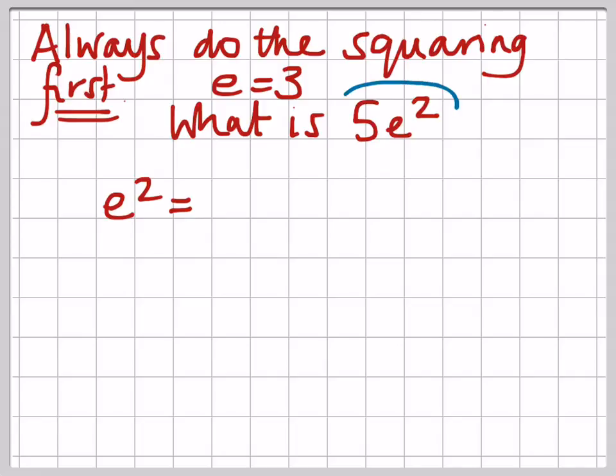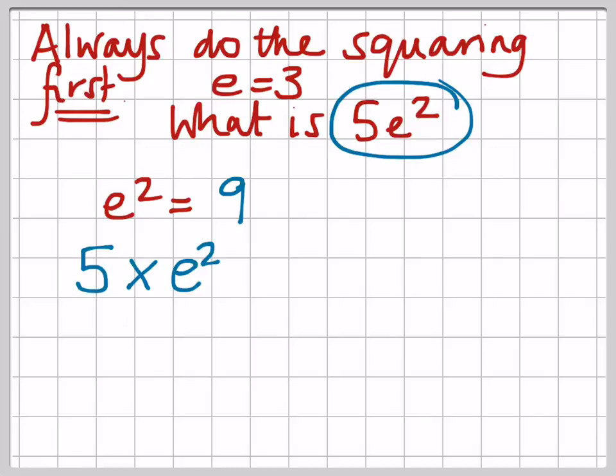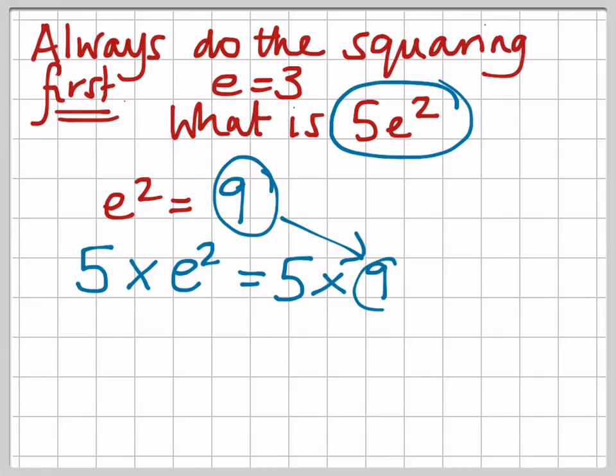Sometimes you get a very bizarre one to work out, like 5e squared, and you think, oh my goodness me, do I do the squaring first, or do I do the timesing of the 5 by the e? Well, the rule is you always do the squaring first. So if you have to work out 5e squared and you're told that e is 3, the first thing you do is e squared. 3 times 3 would give you 9. To get 5e squared, you've got to times that number by 5. So 5 lots of e squared, well we know e squared is 9, so it's 5 times 9, and that would make 45. So remember, always do the squaring first.